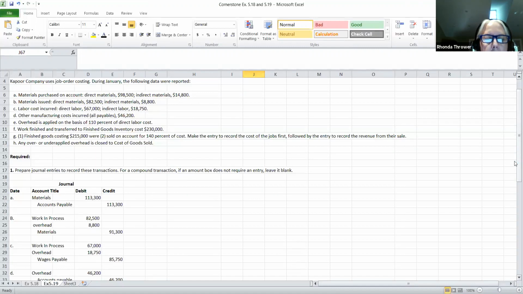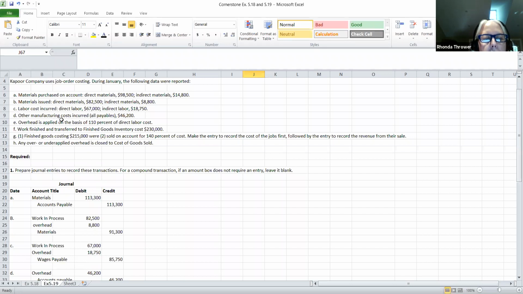For our labor transaction C, the total labor is credited to wages payable. This could also have been some kind of payroll payable, or sometimes they just call it payroll in this chapter. So the titles might look a little bit different, but they are liabilities at this point in time to the company that they have recorded.